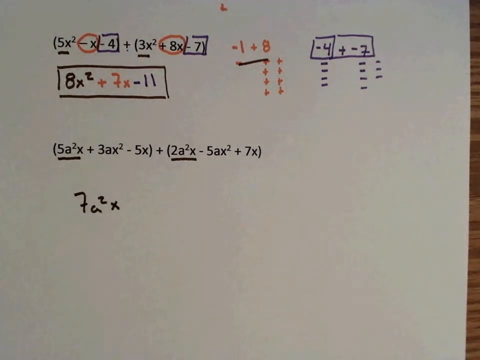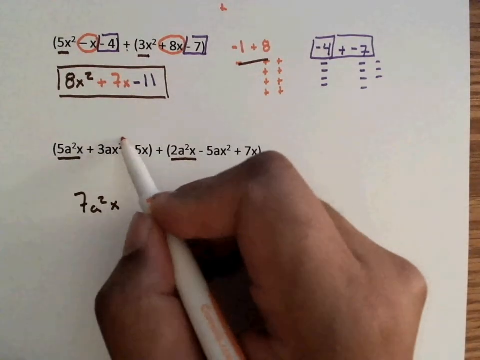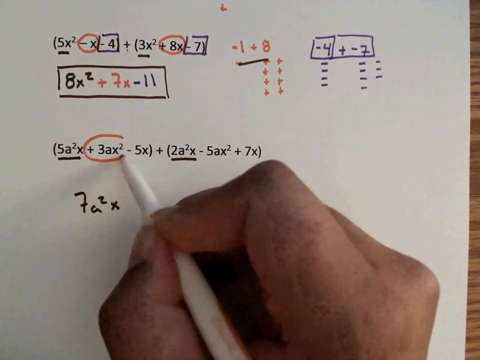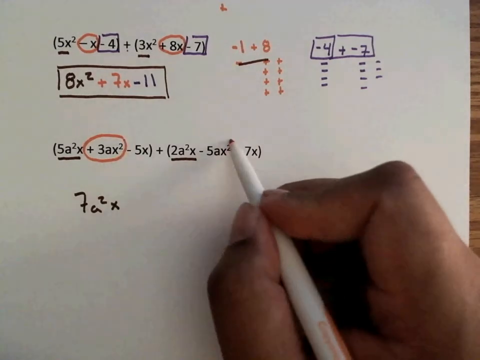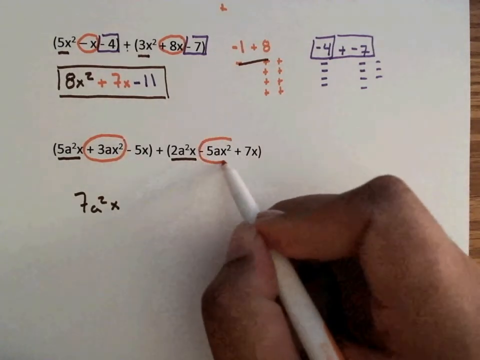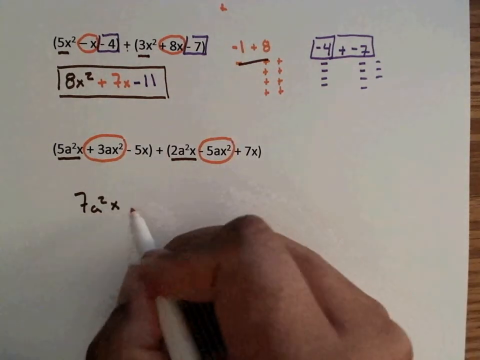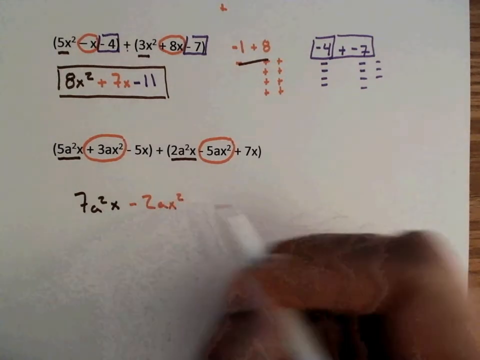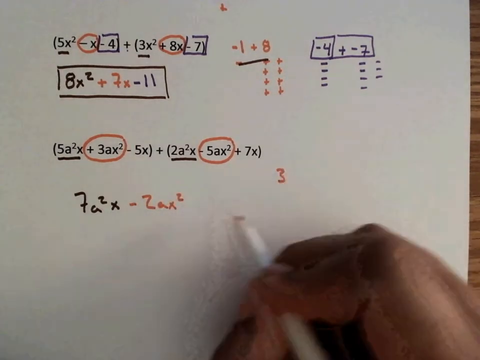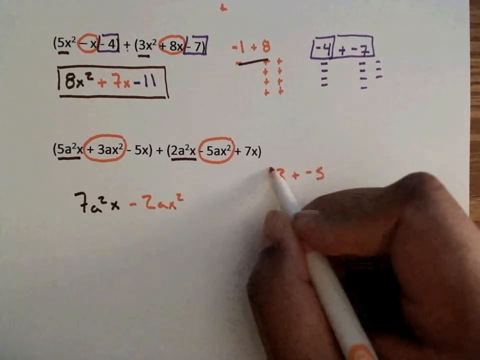And then we go on to our next one. So we have 3ax squared. And then we look for any other ax squared terms. So we have a negative 5ax squared. And 3 plus negative 5 is negative 2ax squared.